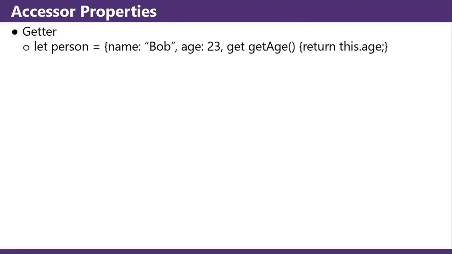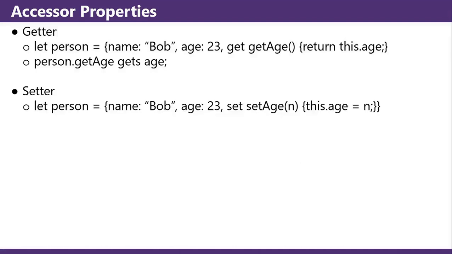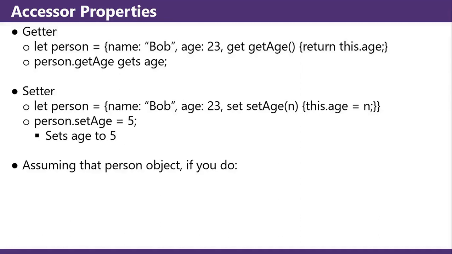Accessor properties. Getter. Let person = {name: 'Bob', age: 23, get getAge() { return this.age }}. You've got to have the get, and then the get getAge will be your getter. person.getAge will get the age. Setter. Let person = {name: 'Bob', age: 23, set setAge(n) { this.age = n }}. You pass in an argument n, this.age = n, and to use the setter, person.setAge = 5 sets age to 5.